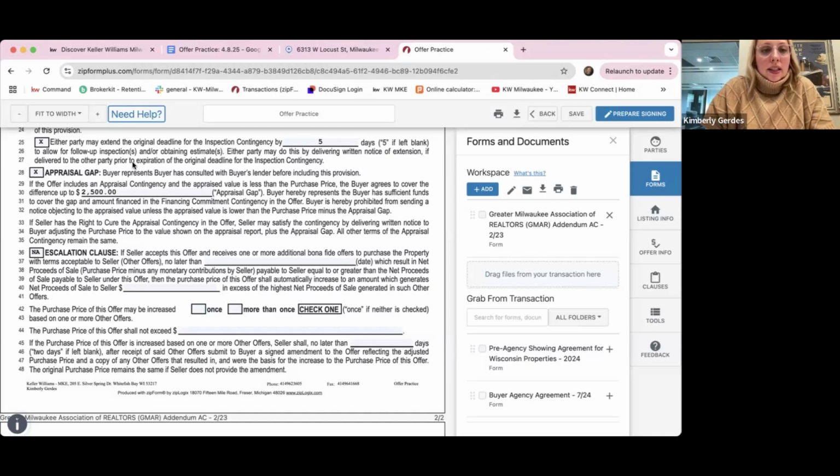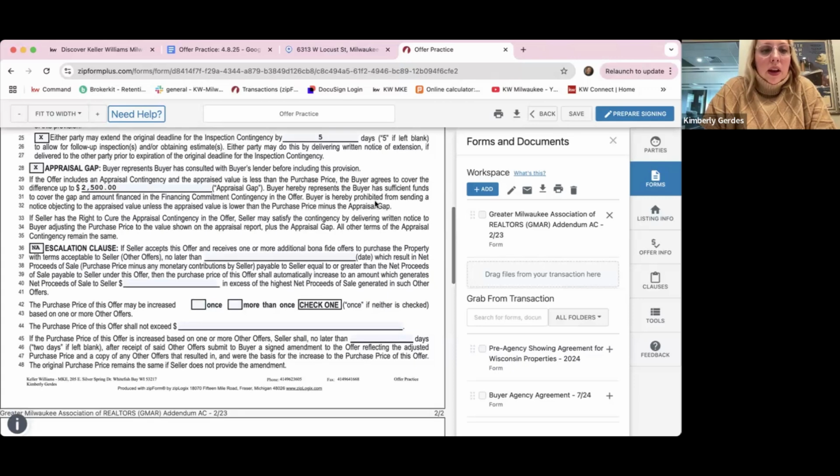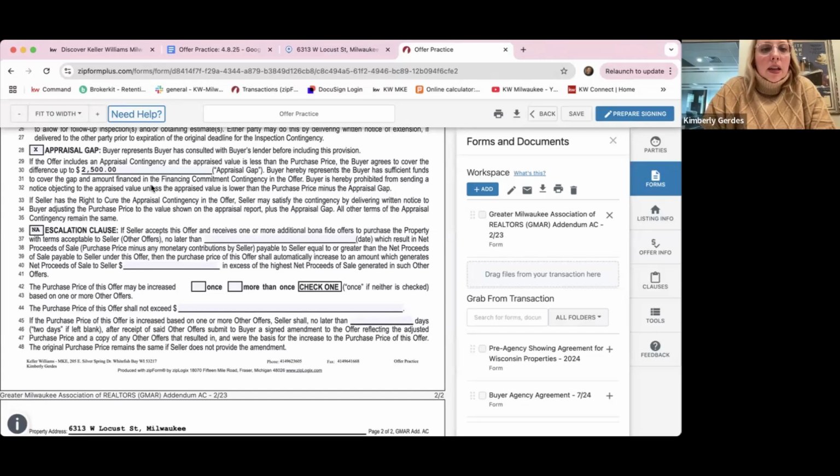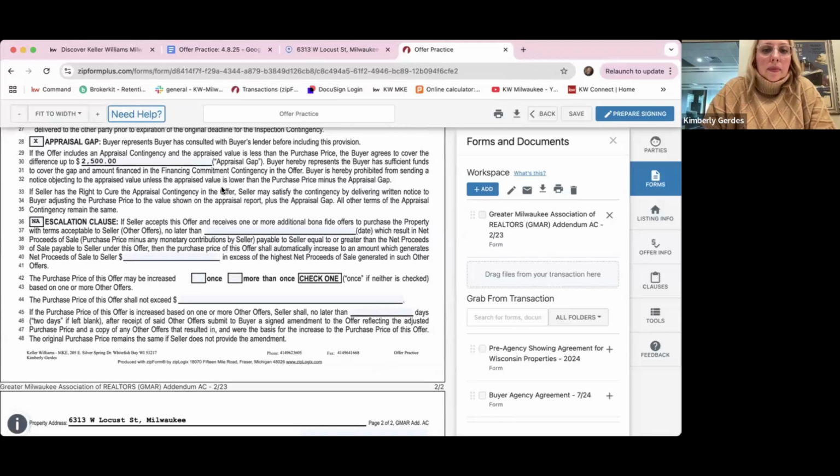Our buyer, in this example, would be on the hook to cover that $1,000 difference, from $249,000 up to $250,000. We never go beyond what that purchase price was going to be. Just because she had $2,500 doesn't mean she has to spend all $2,500. But it's all outlined here too: the buyer represents they've got the funds to cover the gap, and they're hereby prohibited from sending a notice objecting to that appraised value unless that appraised value comes in lower than our purchase price minus the gap.